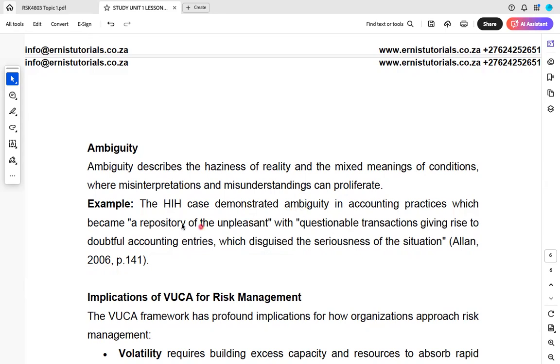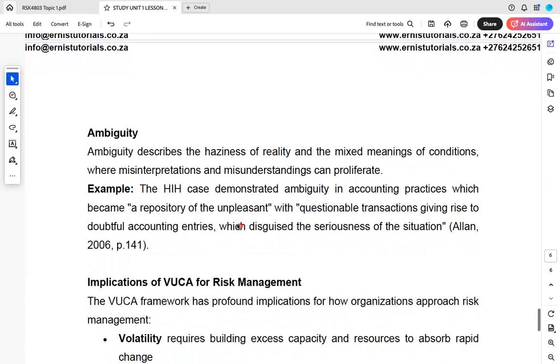There was a lot of ambiguity in HIH, that insurance company, with regards to accounting practices, which became a repository of the unpleasant, with questionable transactions giving rise to doubtful accounting areas, which disguised the seriousness of the situation. In other words, I think it's where reality isn't communicated well. Companies operate in an environment where sometimes you're not given information as clearly as you should, and you can't really assess situations as they are.